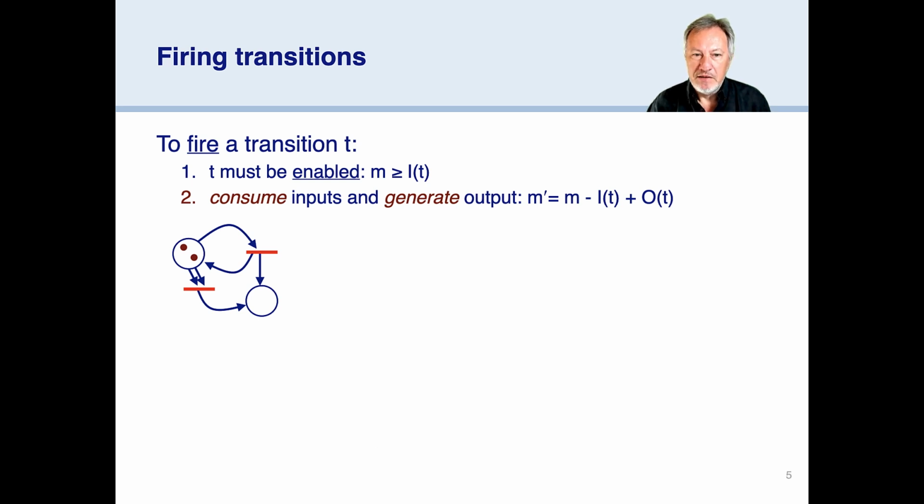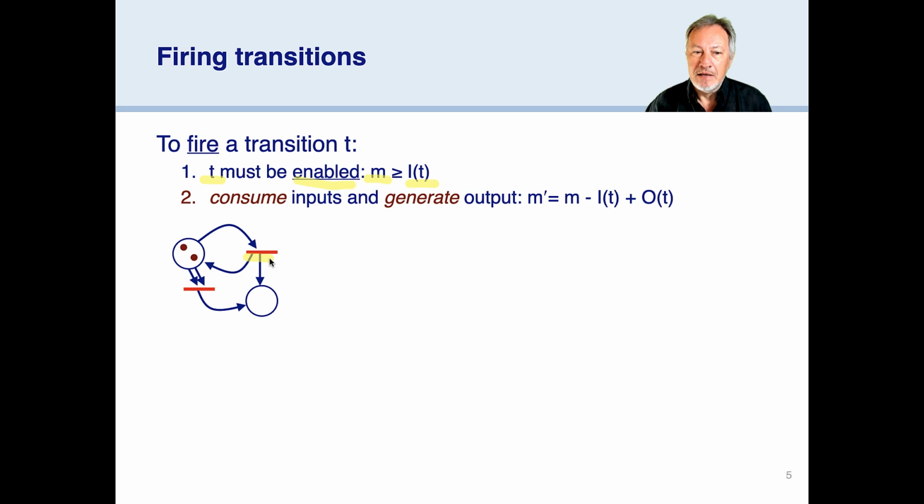So here we see there are two parts to firing a transition. First of all, a transition must be enabled. That is, the marking, which is a bag, has to be greater than or equal to the inputs of that transition, which is also a bag. So that means all of the elements that we're expecting as input exist in this marking.